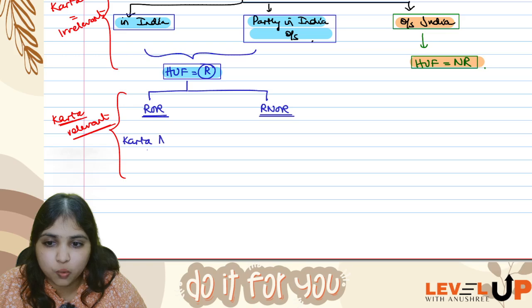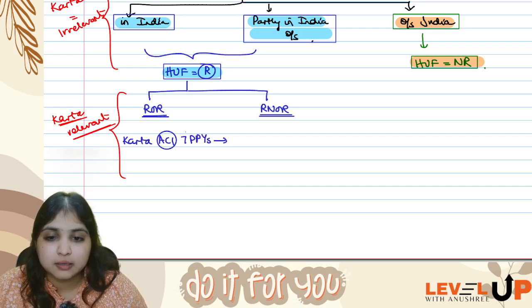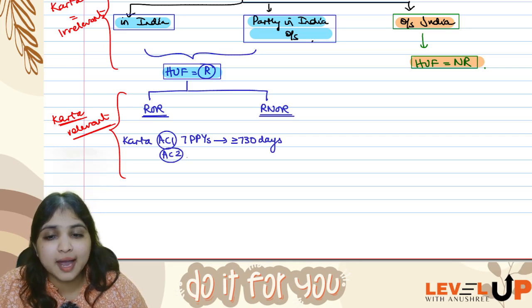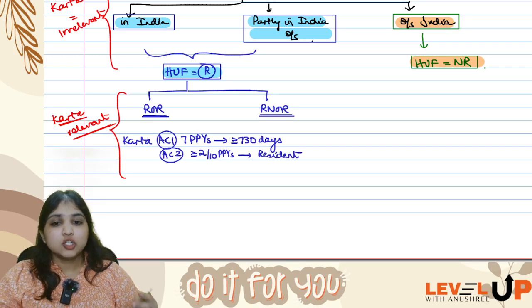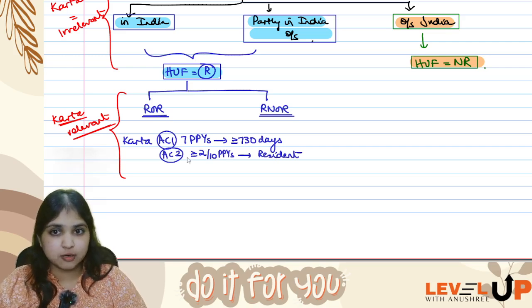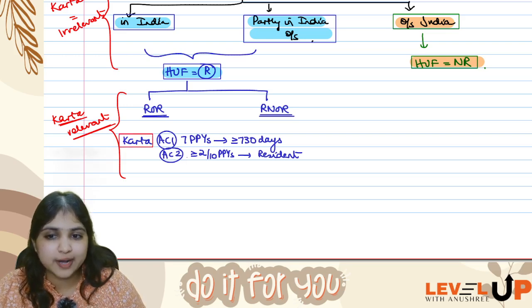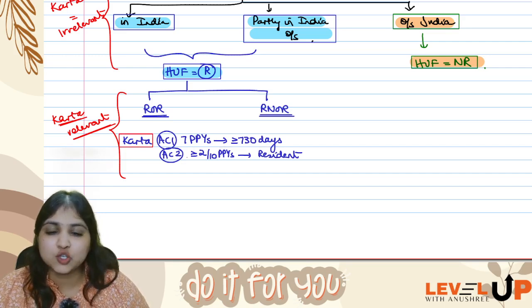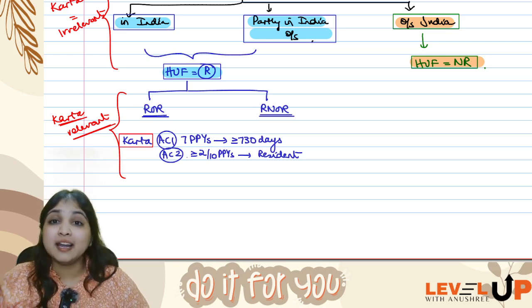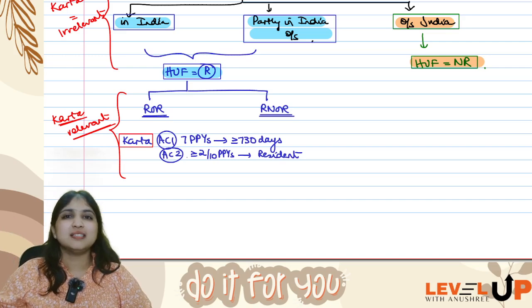Additional condition number 1: in the 7 preceding previous years put together, the Karta should have stayed in India for at least 730 days. And additional condition 2 is that in at least 2 out of 10 preceding previous years, the Karta should be a resident. So we are going to check whether the Karta fulfills these two additional conditions.